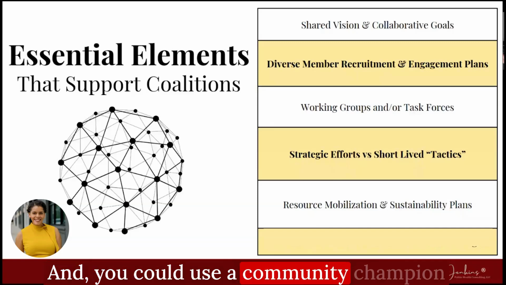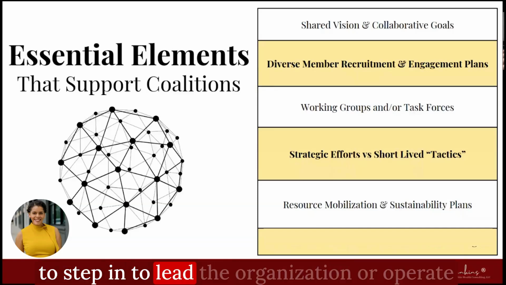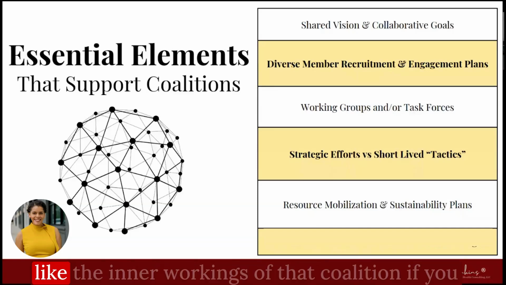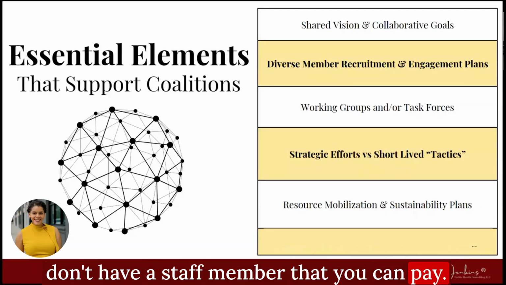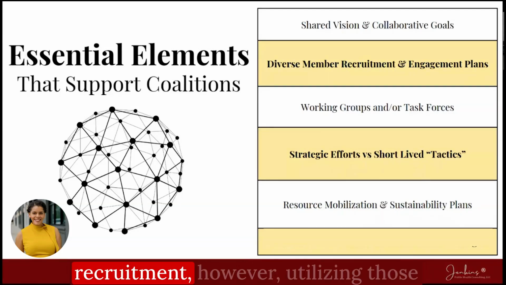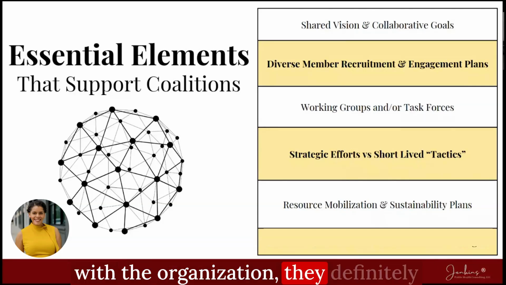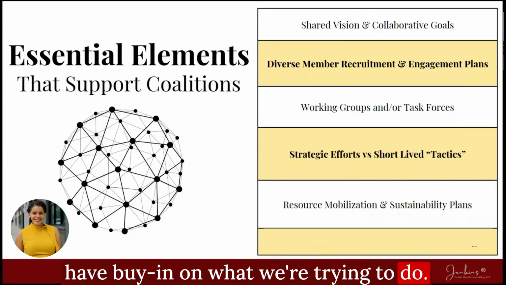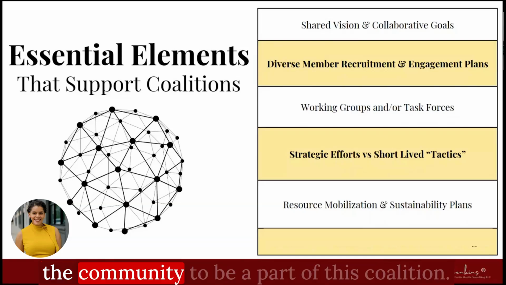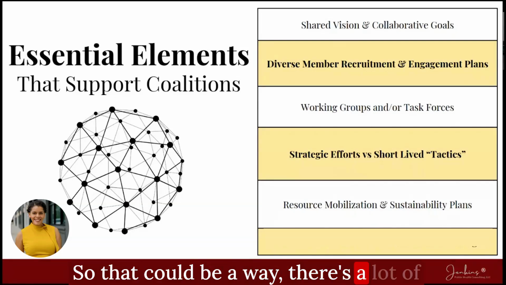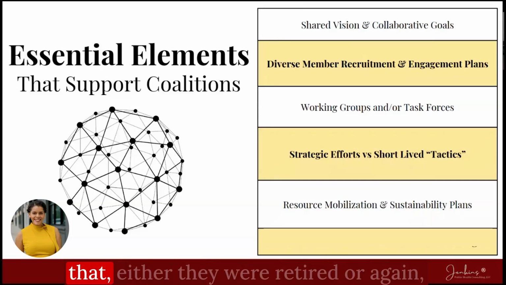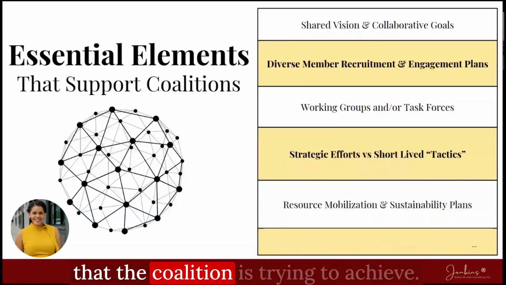And you could use a community champion to step in to lead the organization or operate the inner workings of that coalition if you don't have a staff member that you can pay. So again, with that diverse member recruitment, how are we utilizing those community champions who are familiar with the organization? They definitely have buy-in on what we're trying to do, and they are recruiting other members of the community to be a part of this coalition. So that could be a way. There's a lot of people we've worked with in the past who were either retired or, again, super dedicated to the outcomes that the coalition is trying to achieve.